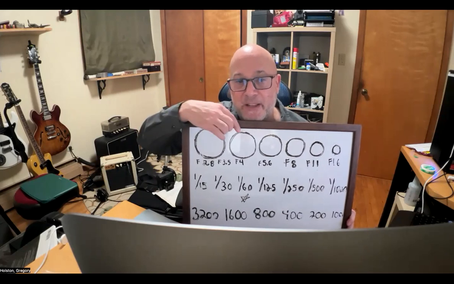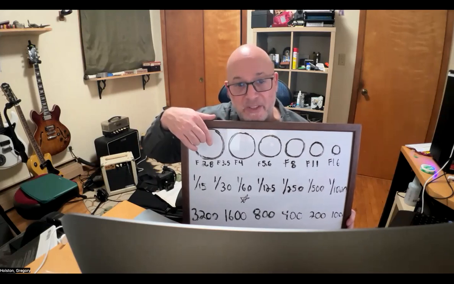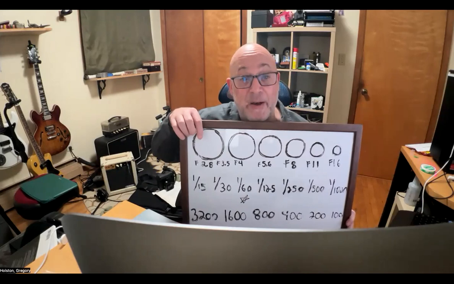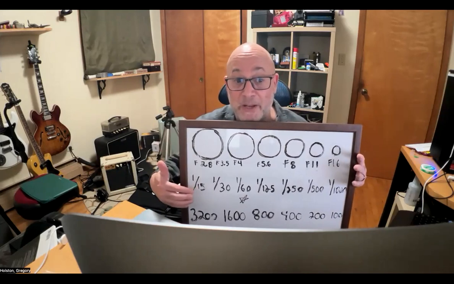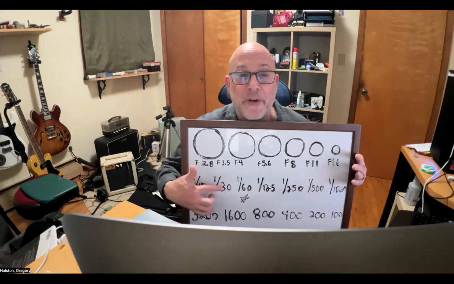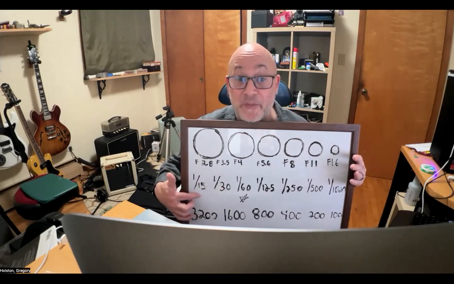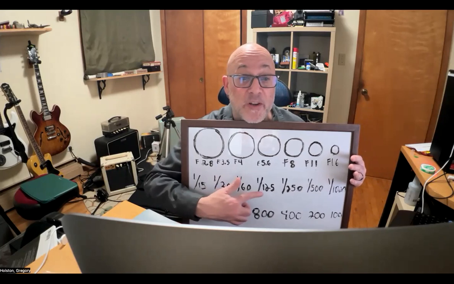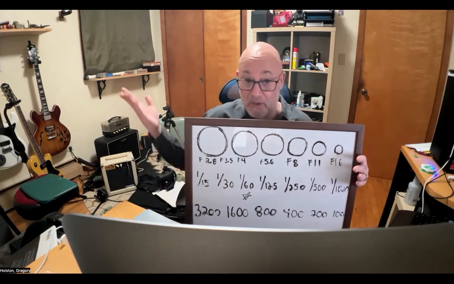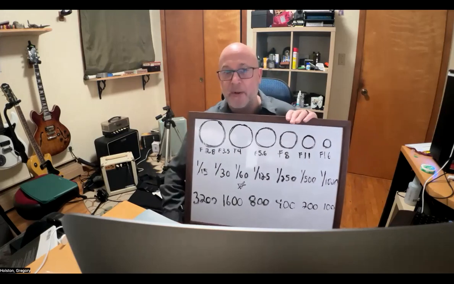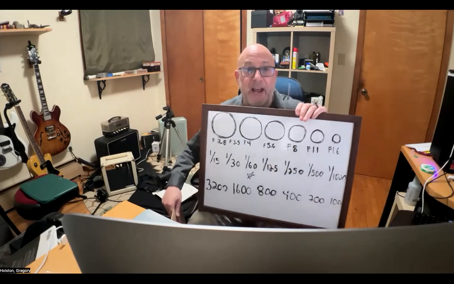f2.8 is twice the amount of light as f4. So the other way of explaining that is f4 is half the amount of light as f2.8, right? Hopefully that makes sense. 1/30th is half the amount of light as 1/15th, right? 1/125th is half the amount of light as 1/60th, and vice versa. Okay, simple concept: doubles and halves.